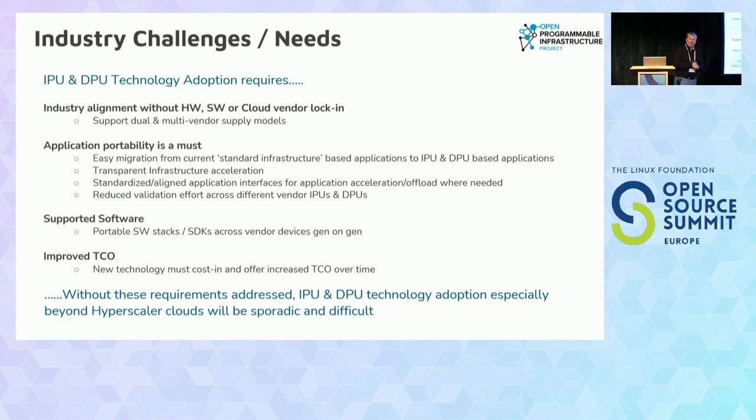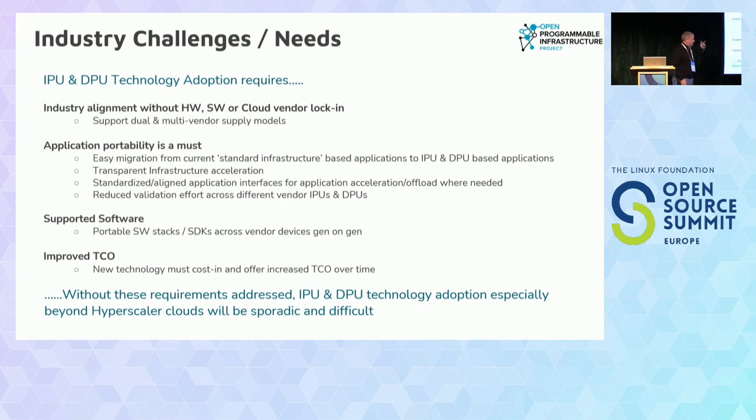Those set of customers today, particularly over the last 10 years, for example, if you take NFV or network functions virtualization as an example, they've deployed applications and network functions based on a standard infrastructure consisting of server-based networking and standard NICs, right? And they're quite tightly bound, as Shakir said, right? But they need to be offered a way to migrate those applications to DPU and IPU type technology.